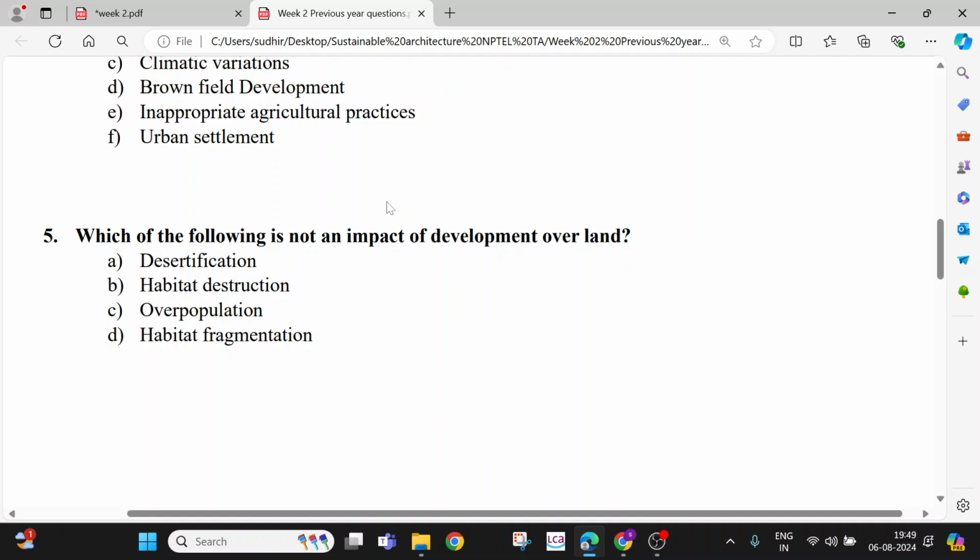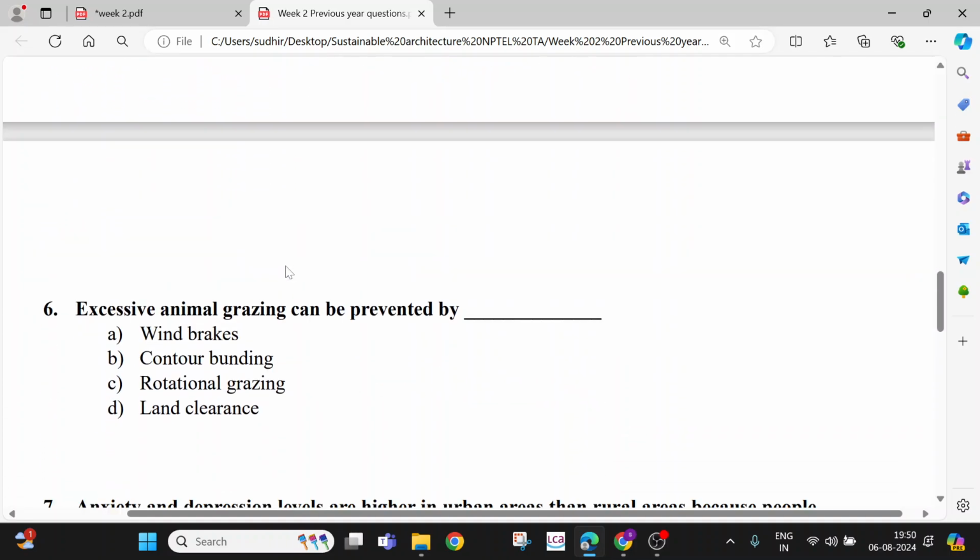The direct impact of land development includes desertification, habitat destruction, and habitat fragmentation, and that's why out of these four, overpopulation will be ruled out, and the rest of the answers are impacts of development over land. I think it is well understood by all of you, and answered correctly by all of you. So without too much delay, we can move to question number 6. This is question number 6.